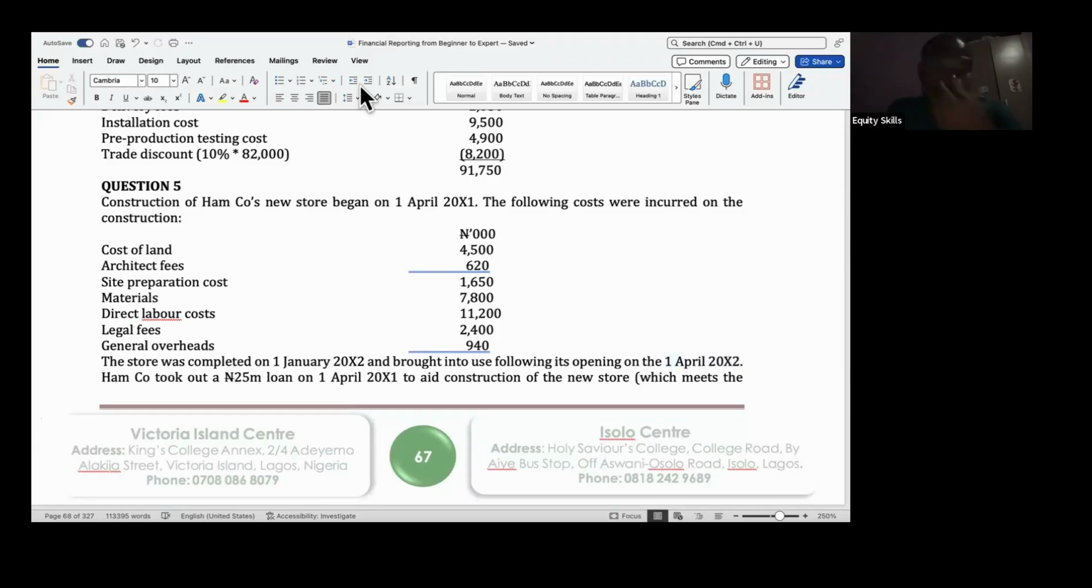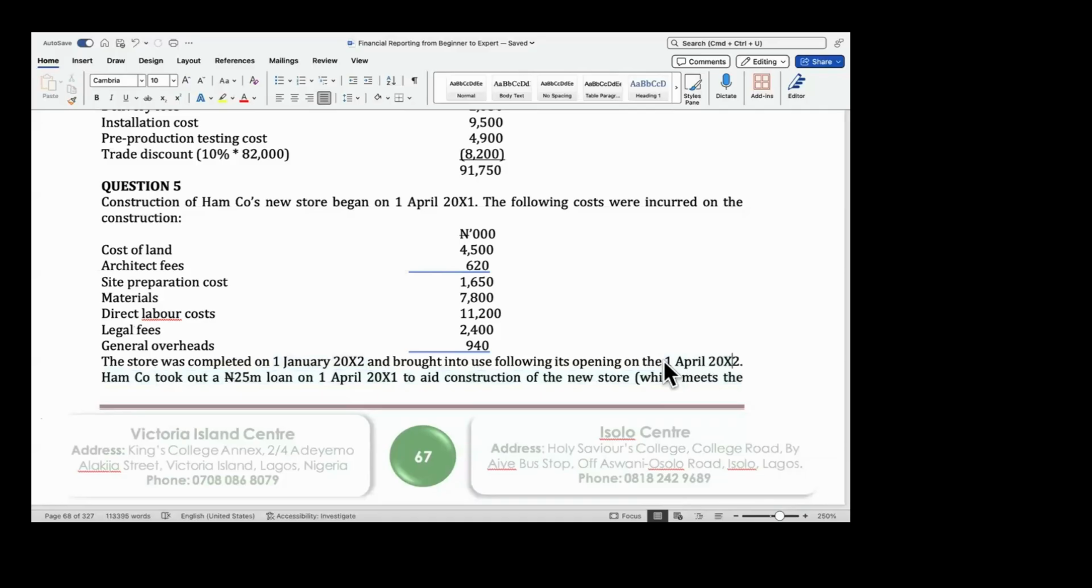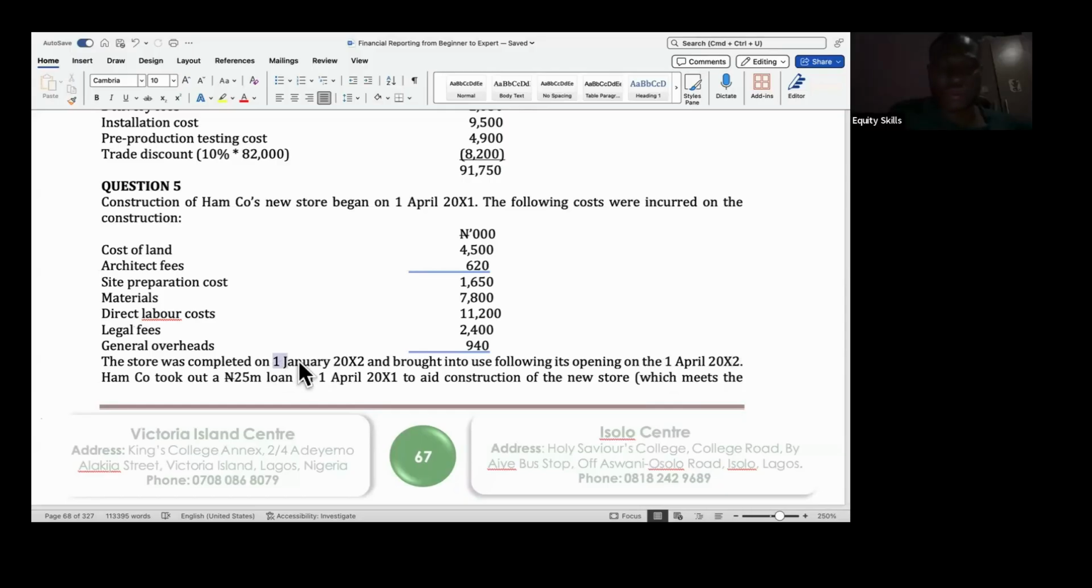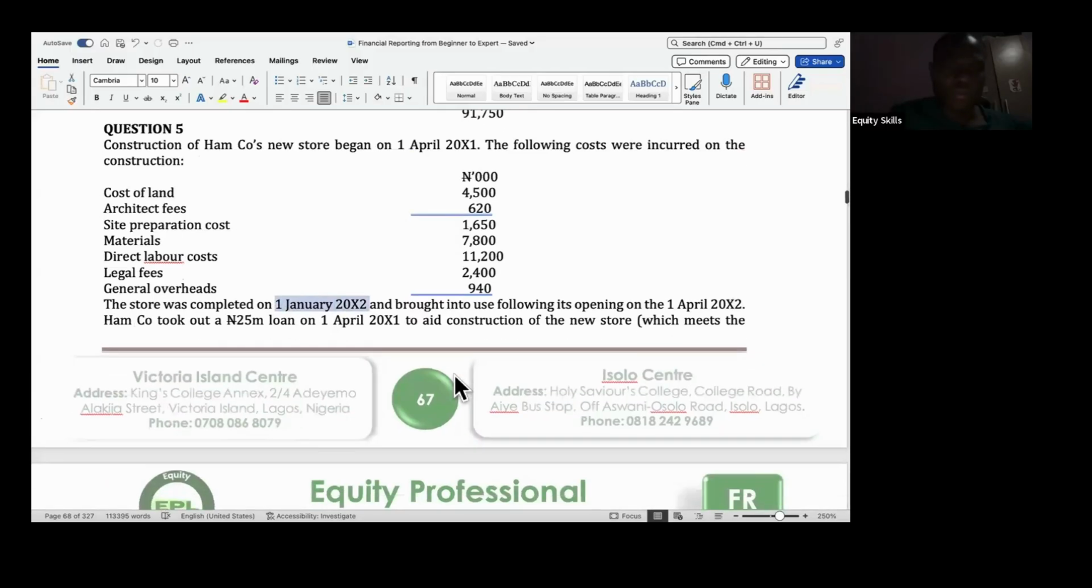But the second thing is this, if I may ask you, depreciation on these assets, when will it start? Will it start from 1st January or from 1st April? As soon as the asset is ready for use, which is 1st of January, depreciation commences. Yeah, that's correct. 1st of January, that's correct.